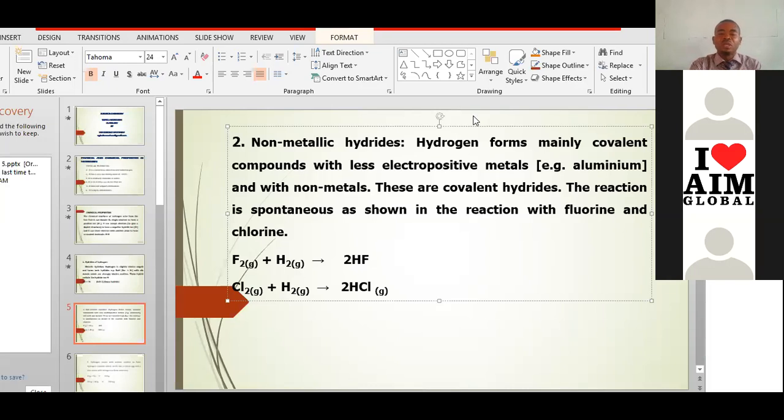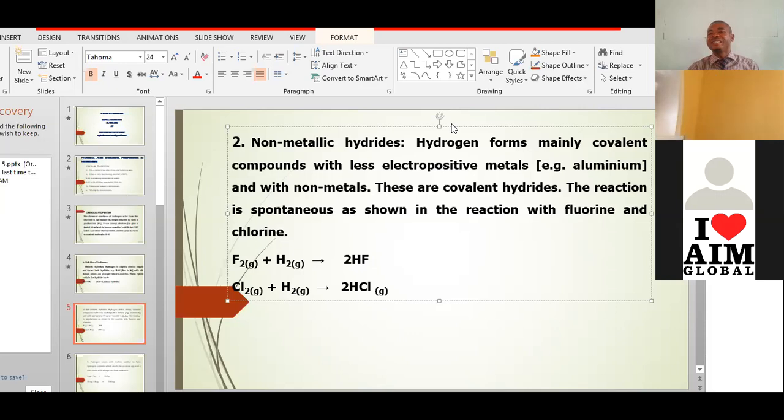That is what happened between the hydrogen and fluorine. Why? Because hydrogen is less electronegative, while fluorine is highly electronegative. In fact, the most electronegative element on Earth is fluorine, followed by chlorine.